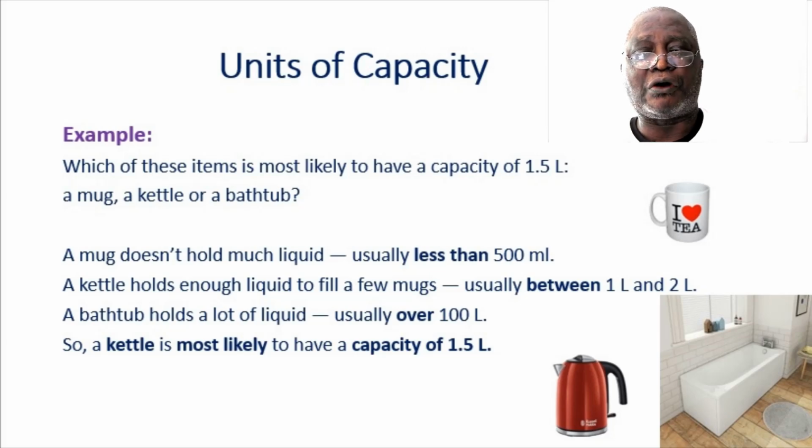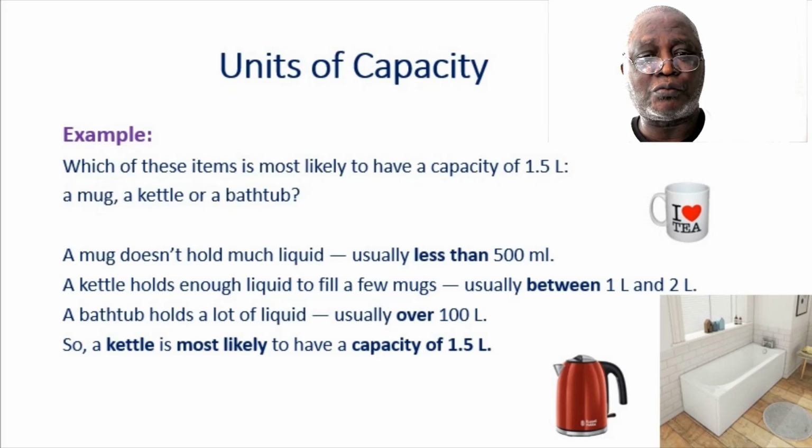Let's look at units of capacity. Which of these items is most likely to have a capacity of 1.5 liter? A mug, a kettle, or a bathtub? By the way, the pictures on the screen are not drawn to scale, so they will not help you. You have to think about it.